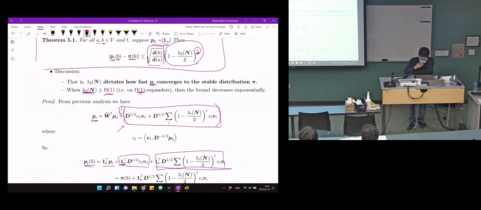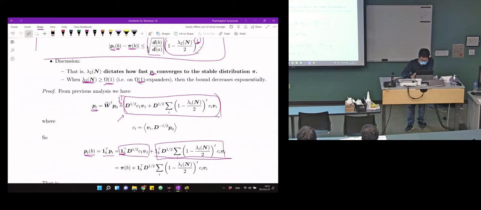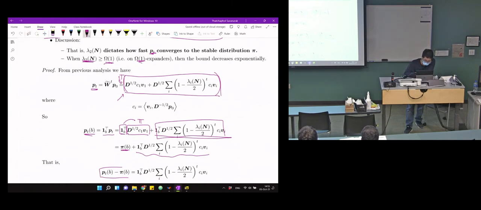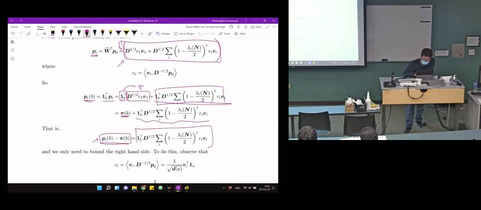Okay. And now we actually see before that this whole thing is just pi, right? So 1_B times pi is just pi_B. And this thing is just some big stuff that we need to bound. That is because now we can write down this deviation of P^t from pi. It's just this stuff. So we need to bound this thing.